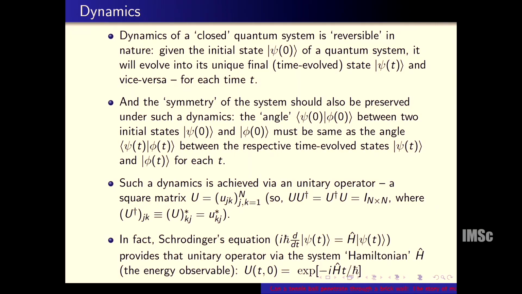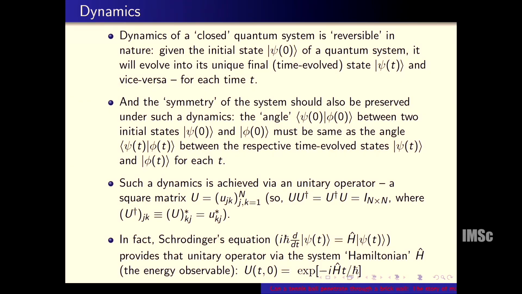Now dynamics, like for a classical system, like a moving car, we should provide dynamics of a quantum mechanical system. Okay. So the dynamics of a quantum mechanical system, if it is closed, that means it does not interact with its surroundings, then this dynamics is reversible dynamics, in the sense that if I give you the initial state of the system and the dynamics, then it will produce the final state. If I give you the final state of the system, you will get to know the initial state uniquely. So this is a reversible dynamics. Okay. And also it has this symmetry.